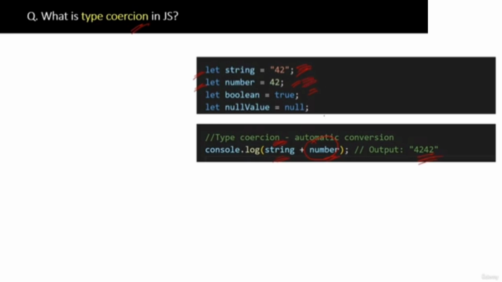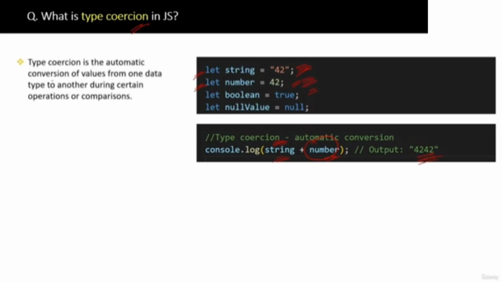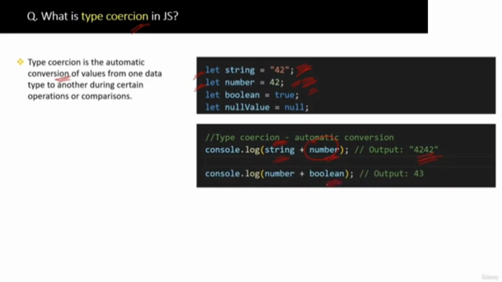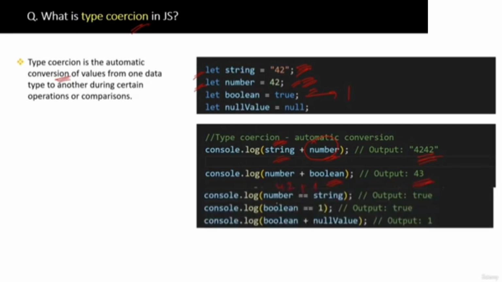So the definition of type coercion is the automatic conversion of values from one data type to another during certain operations or comparisons. Another example is like this. Here the boolean value true will be automatically converted into the number 1 by type coercion, and the output will be 42 plus 1 equals 43. Similarly, we can use type coercion with the comparison operators like this. The output will be true because type coercion is converting the number 42 to a string.